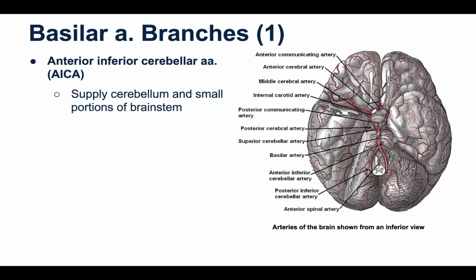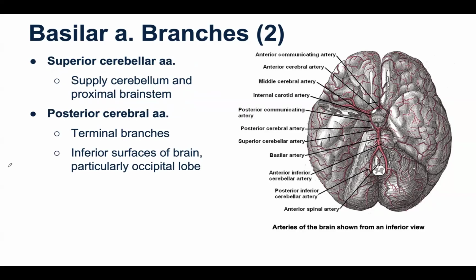And there's three branches that I want you to be familiar with. The first is the anterior inferior cerebellar arteries, or AICA. All right. This is going to be smaller than its friend PICA. It will supply the anterior and inferior portions of the cerebellum, as well as a small portion of the brainstem.